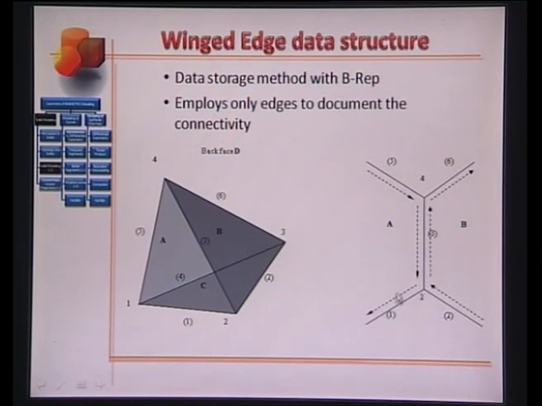Likewise, on face B, edge 2 precedes edge 3, and edge 6 succeeds edge 3. Look at the structure here. It pretty much resembles a butterfly structure, with these extensions forming the wing of a butterfly. For which reason this data structure is called the winged edge data structure.